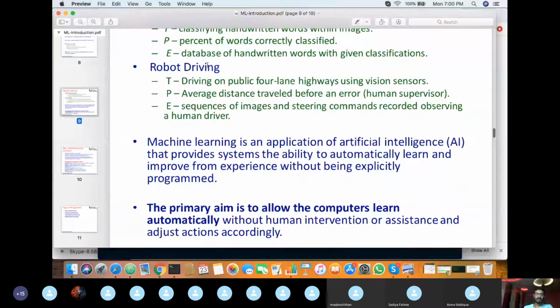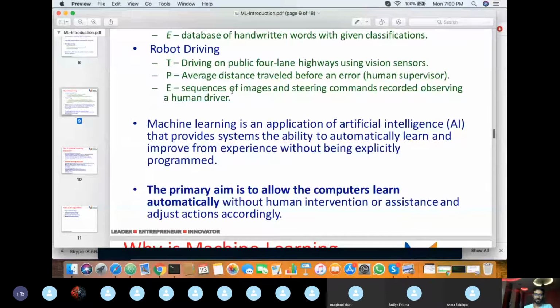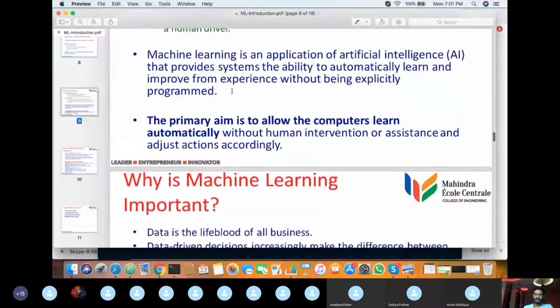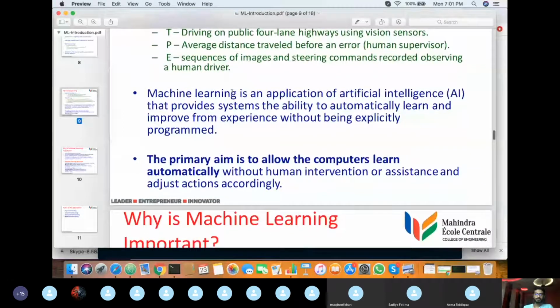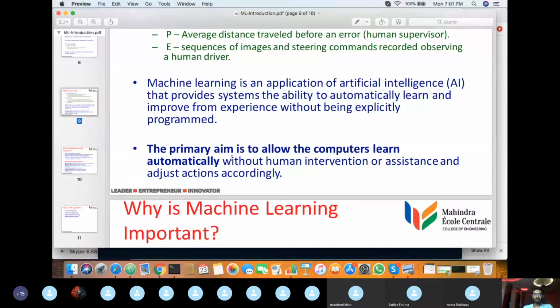Similarly, there's another example given. You can go through this example once I share the slides with you. Essentially, the primary aim of machine learning is to allow computers to learn automatically without human intervention or assistance and adjust actions accordingly. The only way to help a computer learn automatically is when we model the solution in the right manner. And when it comes to modeling, there is always, always, always going to be mathematics involved.